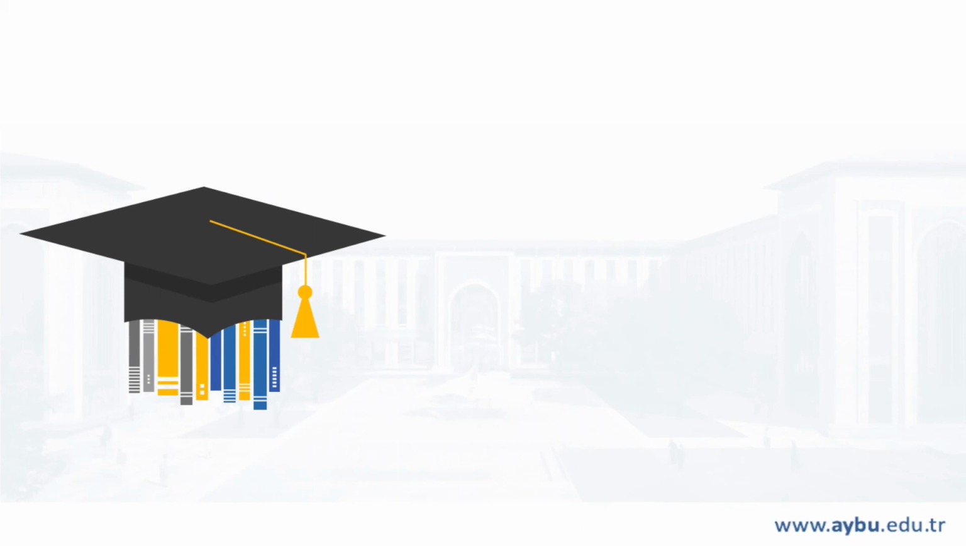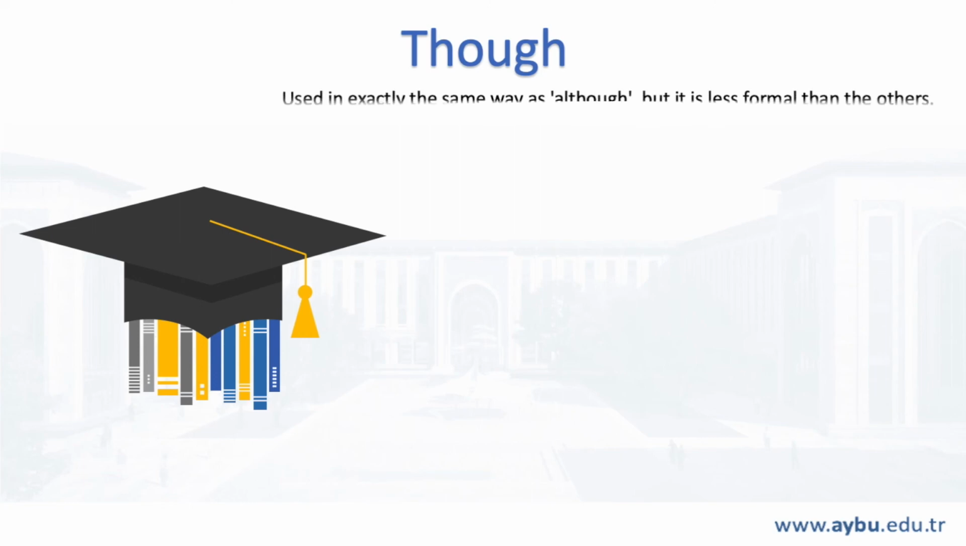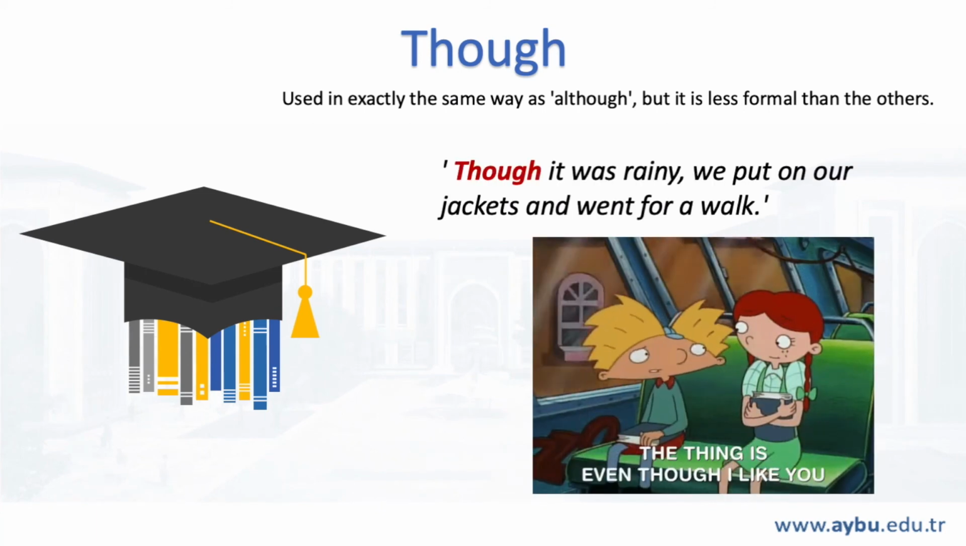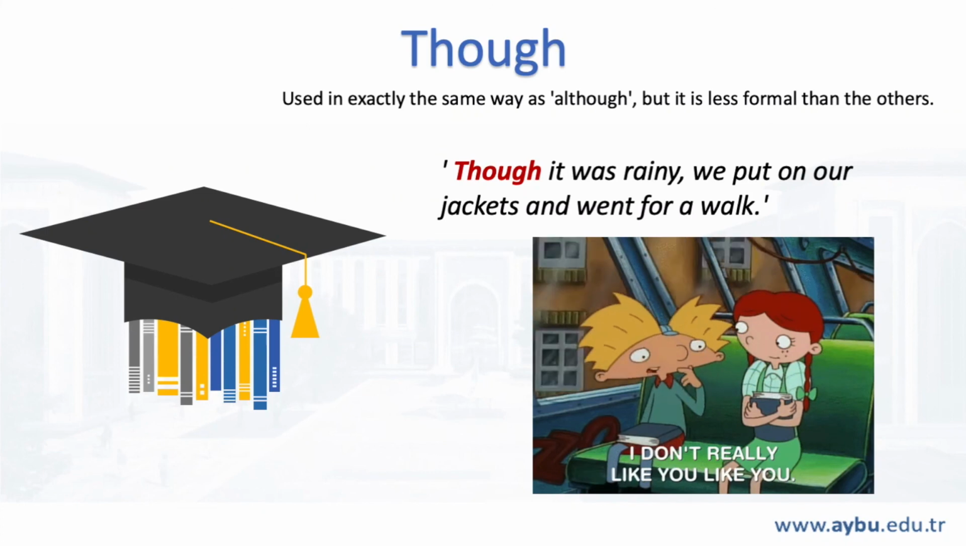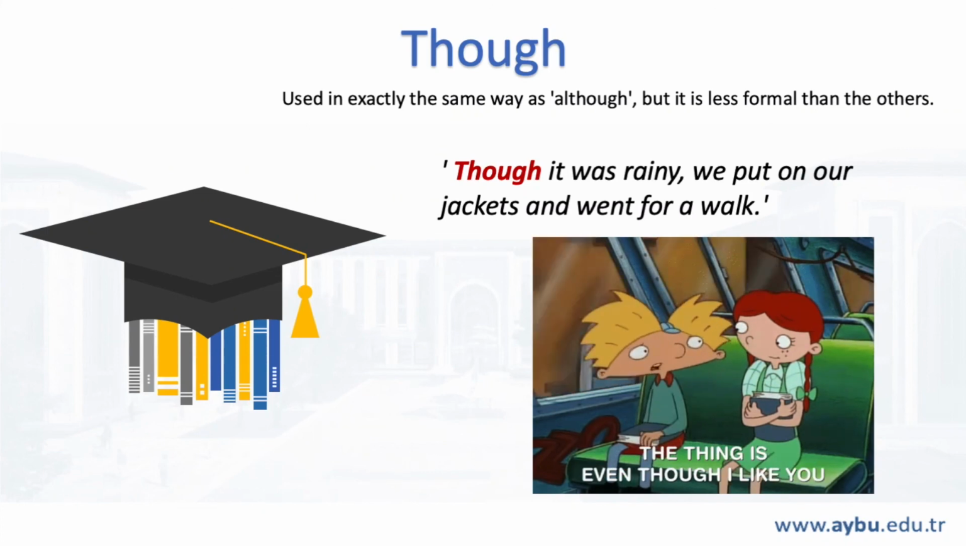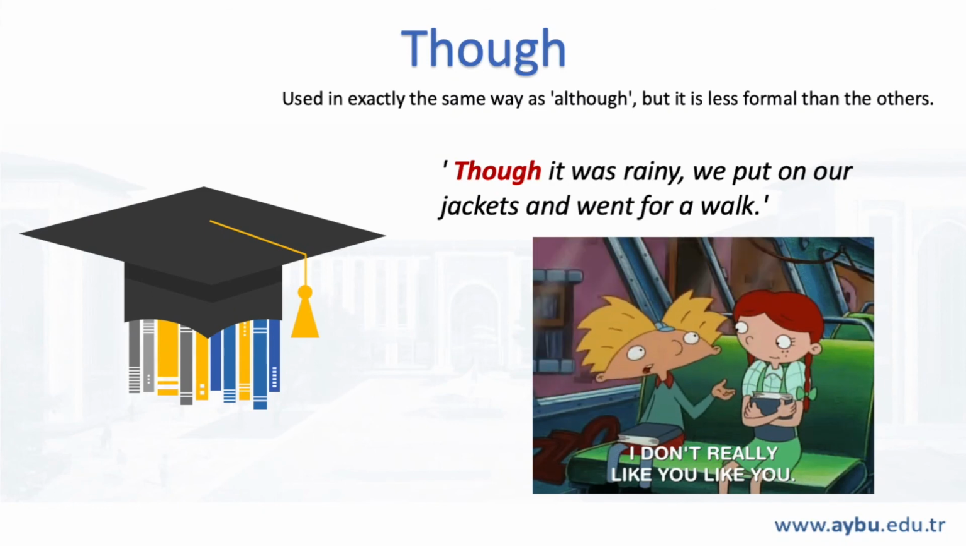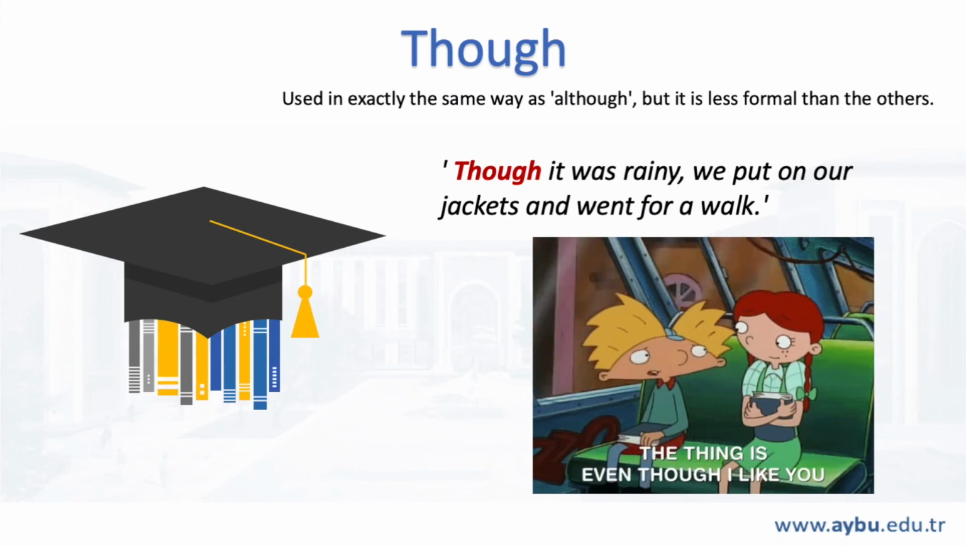Next one is even though. It is used to say that something may not be what we expect. Even though gives more emphasis than although. Though it was rainy, we put on our jackets and went for a walk. You can also use even though or though. They have all the same meaning.